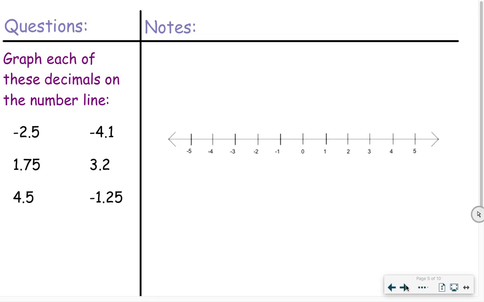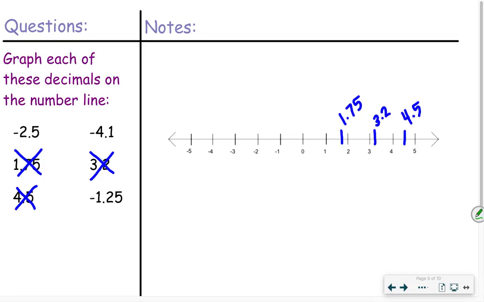All right, graph each of these decimals on a number line. So make a number line from negative 5 to 5. Let's start by doing the positives first. They're the easiest. So 1.75 is going to go in between 1 and 2 and a little closer to 2. 4.5 is in between 4 and 5, directly in the middle because it's 0.5. And 3.2 is between 3 and 4, a little bit after the 3 because it's 0.2.